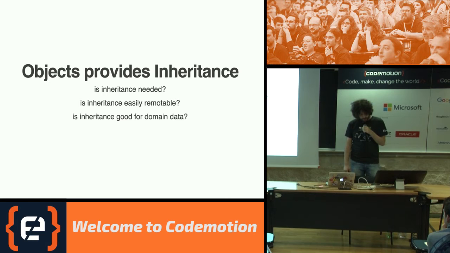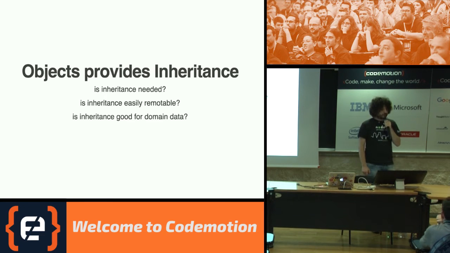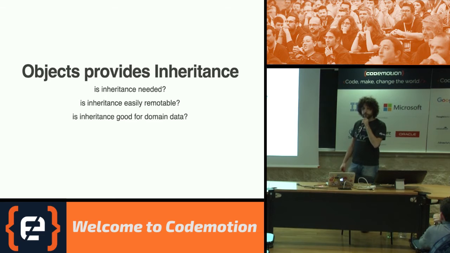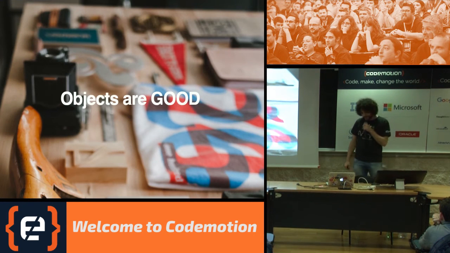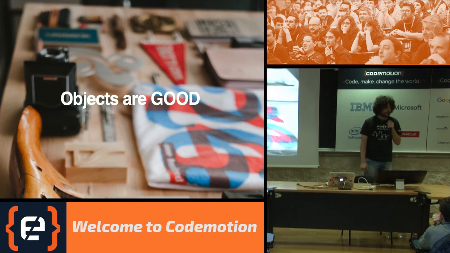So the big question mark is, is inheritance good for domain data? I've come to the point that I don't really like it for domain data, but I really like it for utilities. I'm writing a controller, maybe I want to inherit from my abstract controller. It's quite useful.